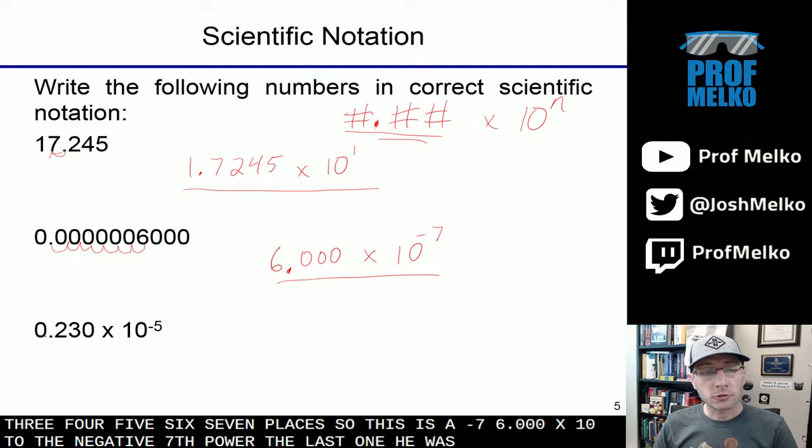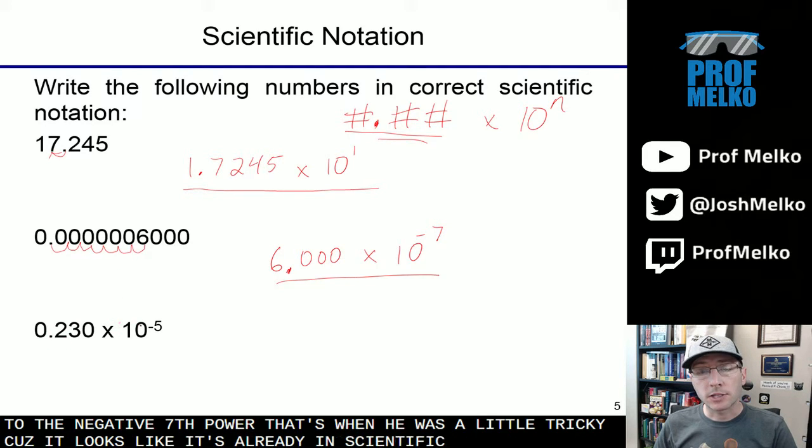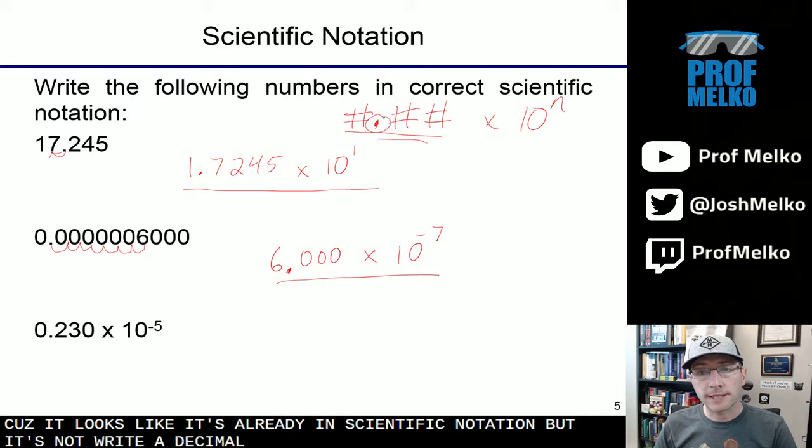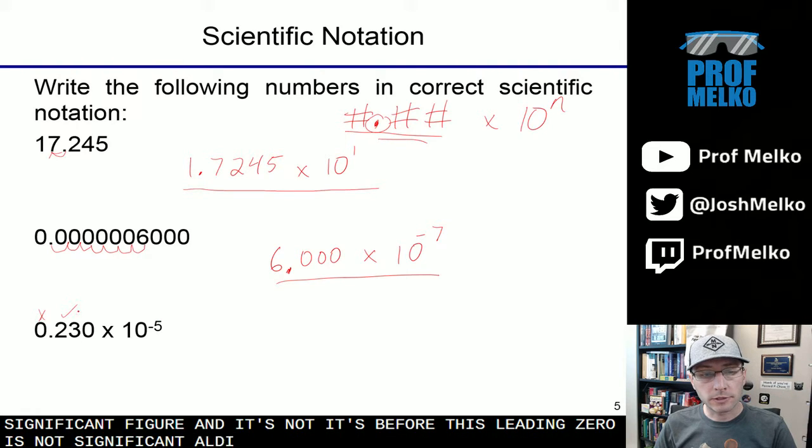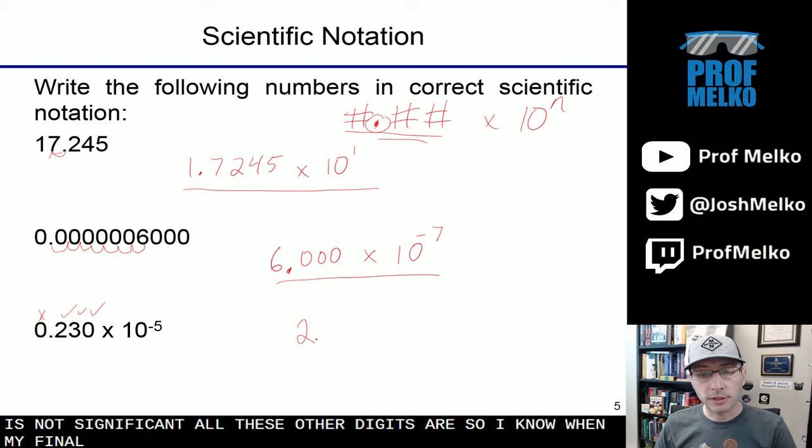The last one here is a little tricky because it looks like it's already in scientific notation, but it's not, right? Our decimal place has to be after the first significant figure, and it's not, it's before. This leading 0 is not significant. All these other digits are. So I know my final answer here, it should be 2.30 times 10 to some power.